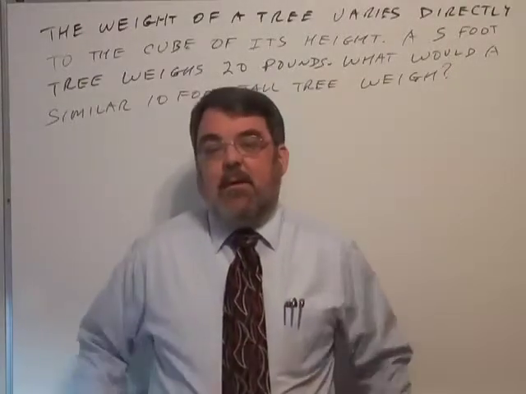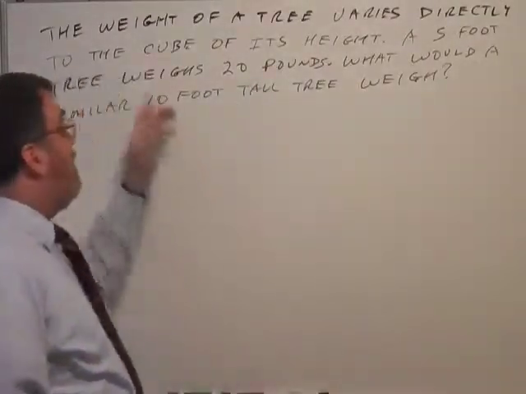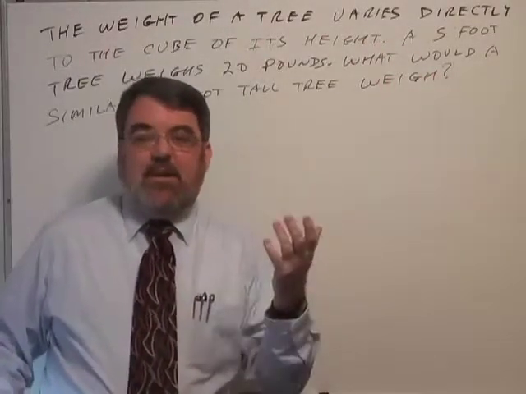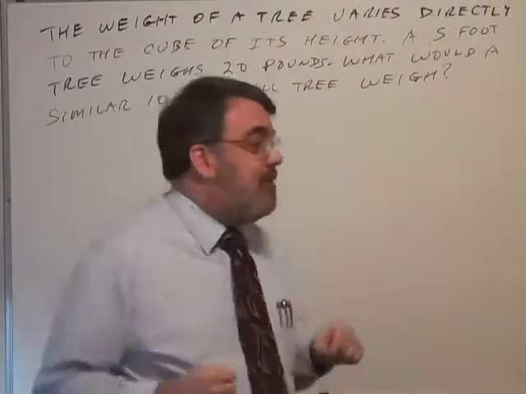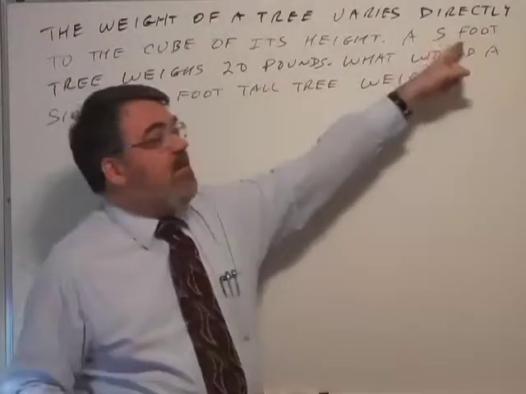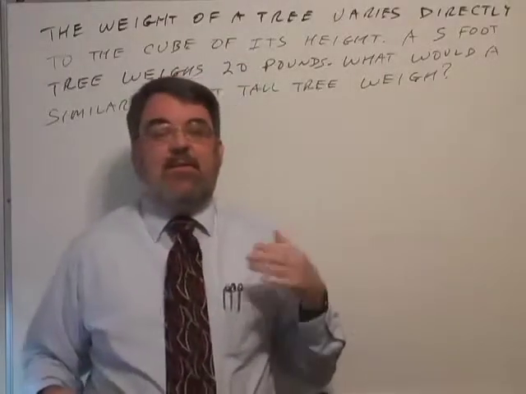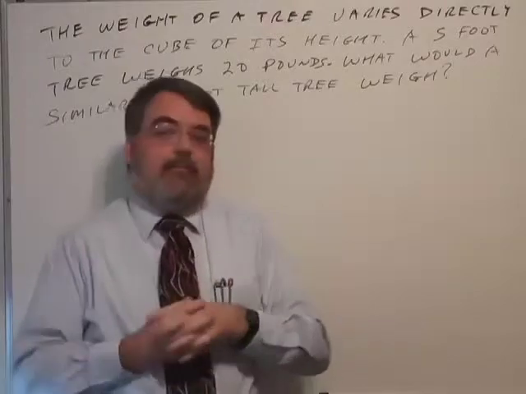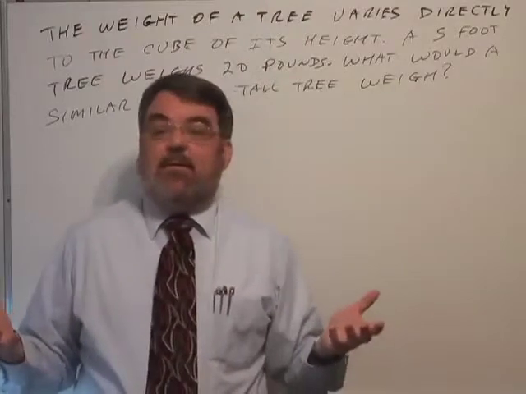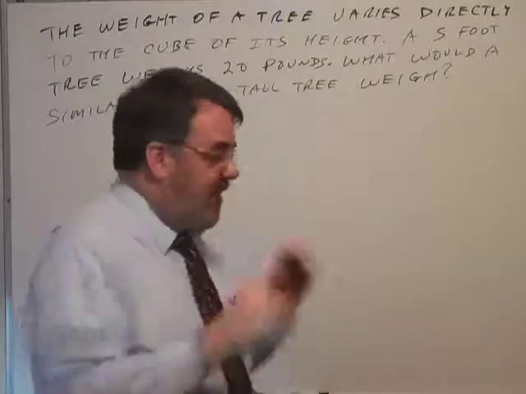And so there really are three big steps to these problems. The first one is translating the variational relationship. We translate that into a prototype equation. And then we have to solve for a number in that equation. And that's done with this piece of information in this problem: a 5-foot tree weighs 20 pounds. That allows us to solve for a particular number. And then a third part is to apply it to something else. And so I'm going to walk you through these steps and let's point out some key words here.